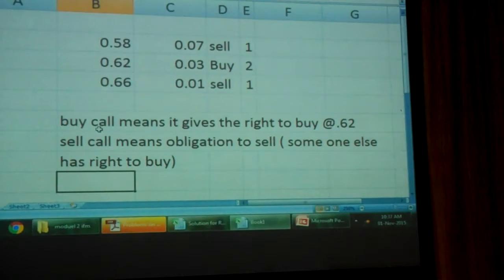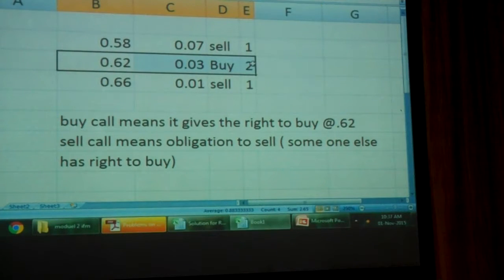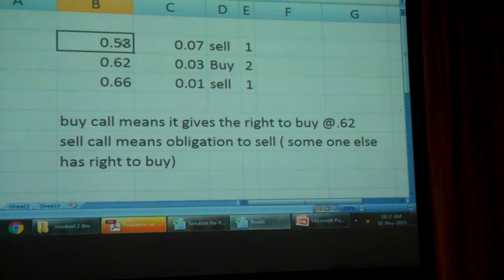Got it? So what are you trying to do? I am buying two call options. That means I have a right to buy at 0.62, not an obligation to buy at 0.62. And I am selling one at 0.58 and one at 0.66. The buyers will get a right to buy at 0.58, and a right to buy at 0.66. You have an obligation to sell at 0.58 and 0.66. Any doubts till now? Any questions? Right?